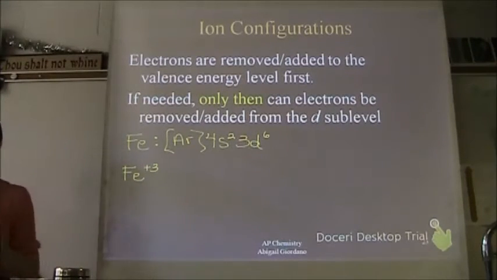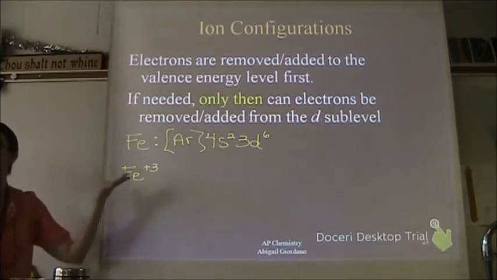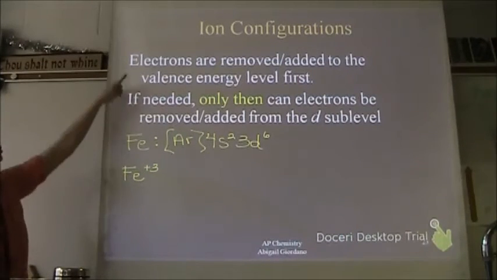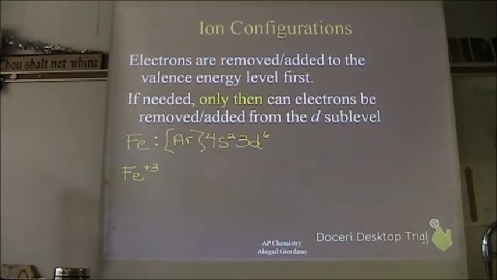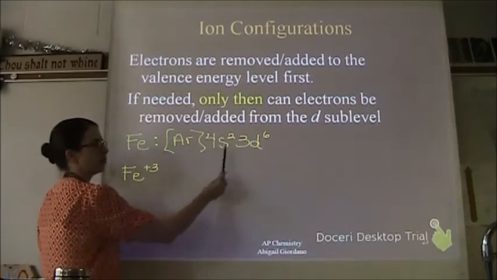Tell me, please, when an ion takes on a positive charge of some kind, what happened? How did it get that way? Yeah, it lost electrons. In this case, it lost 3. Okay. Well, let's read this statement up here. It says electrons are removed or added to the valence energy level first. Which one of these was the valence level?